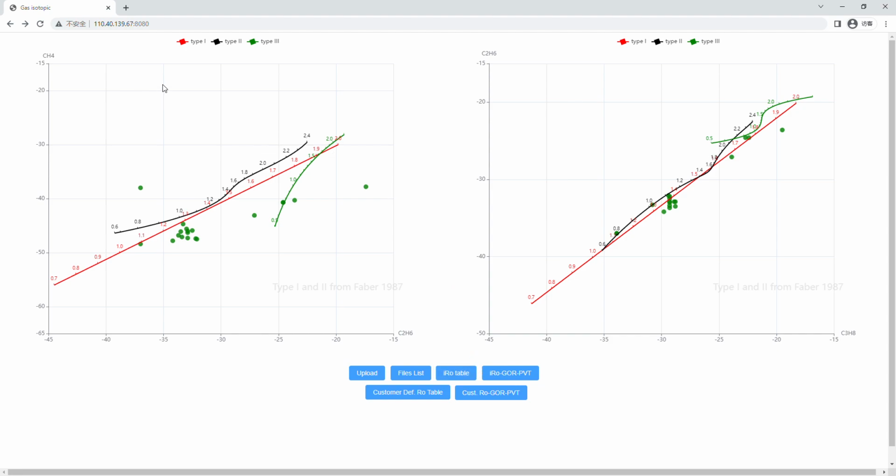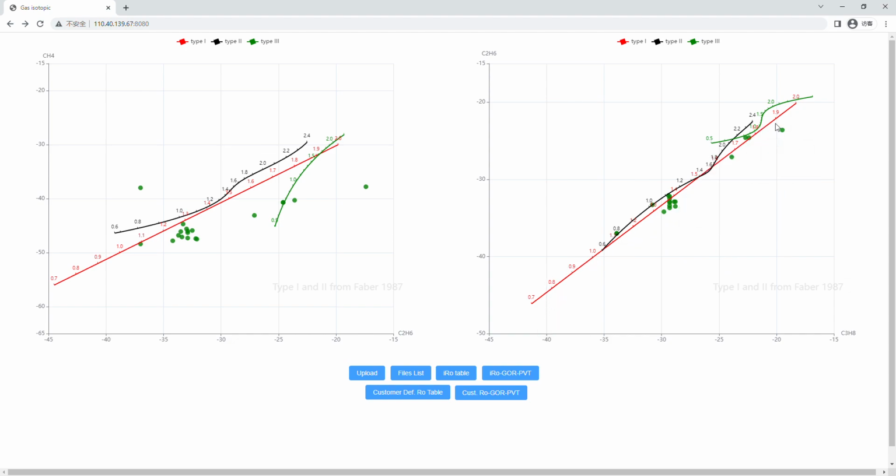Here we have two templates with three curves, calibrated model curves for three kinds of kerogen: type 1, type 2, type 3. Type 2 is oil-prone source rock, and the curve is the black one given by Faber 1987, with a small modification later, but they are very close. The big difference is the red type 1.